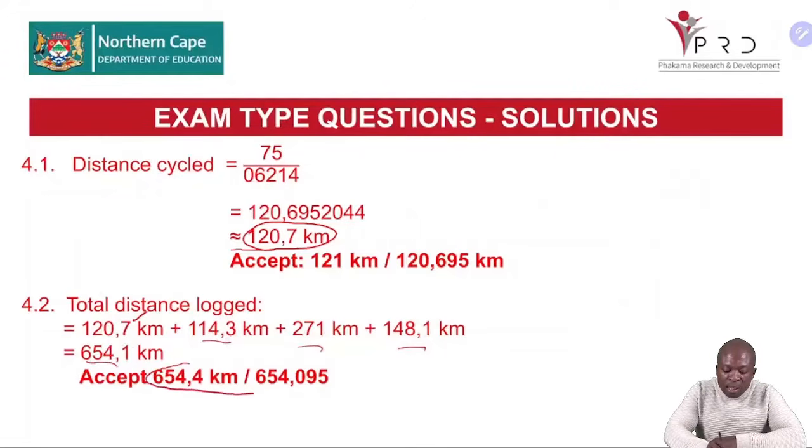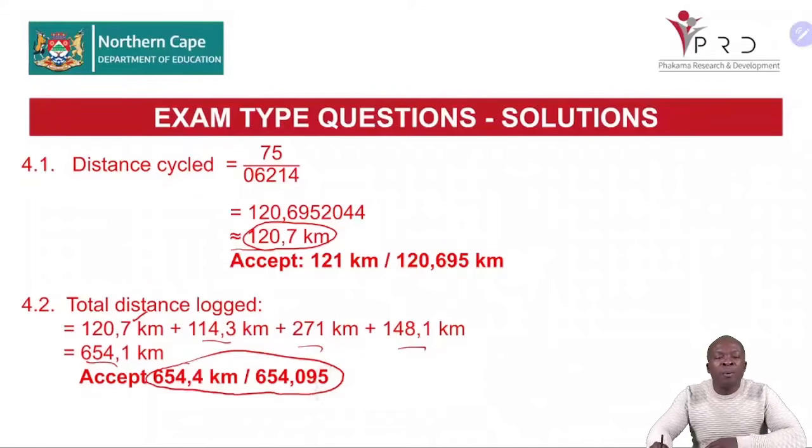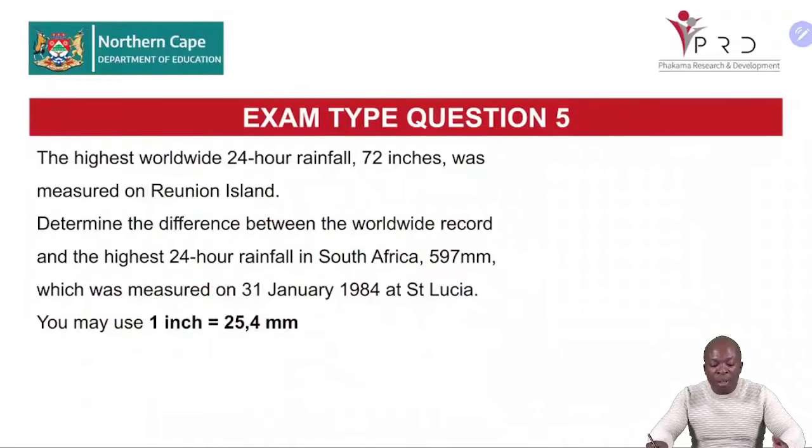Now, let's look at something here. Even if you left it at 654.4 or 64.095, the examiner was still going to accept, because you have done all the calculations correct, and therefore it is very easy for the one who is marking to give everything to you.